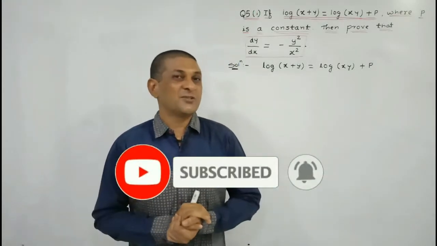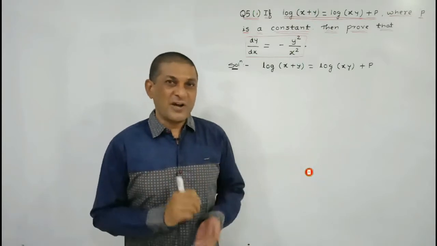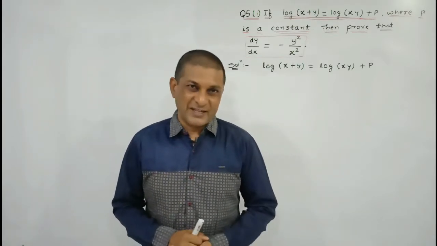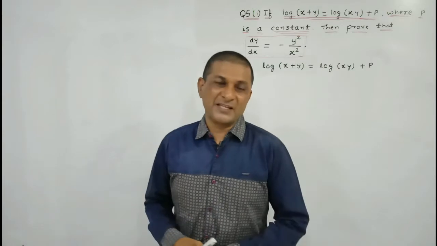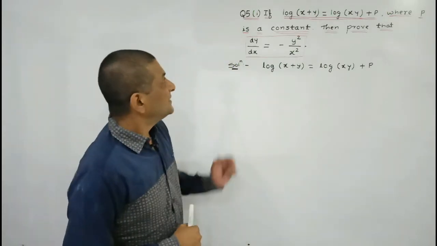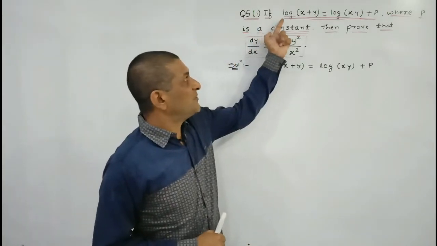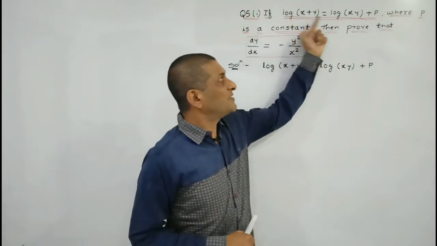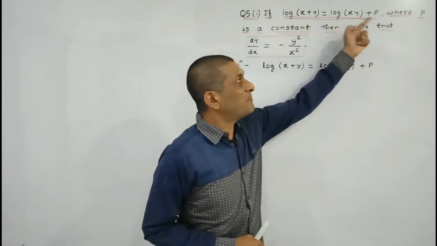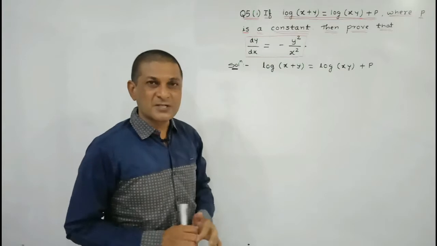In this video, we are solving question number 5 from exercise 1.3. So let us begin with the first example from this question. Here one function is given to us, log of x plus y is equal to log of xy plus p, where p is nothing but constant.